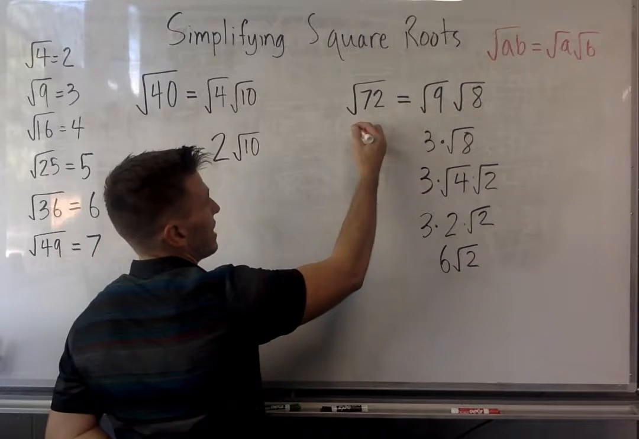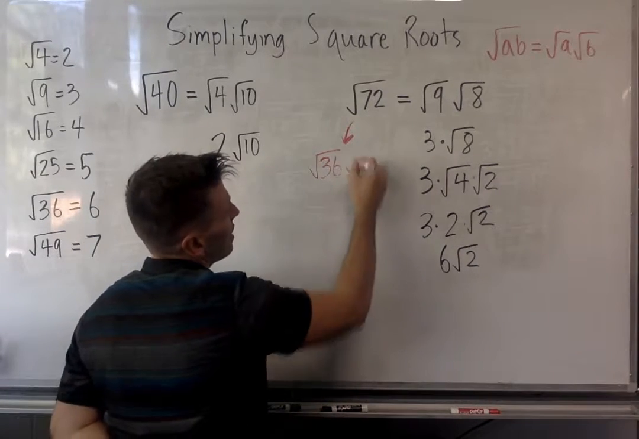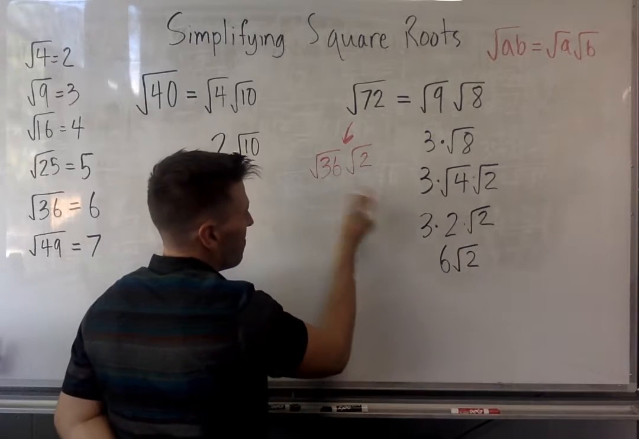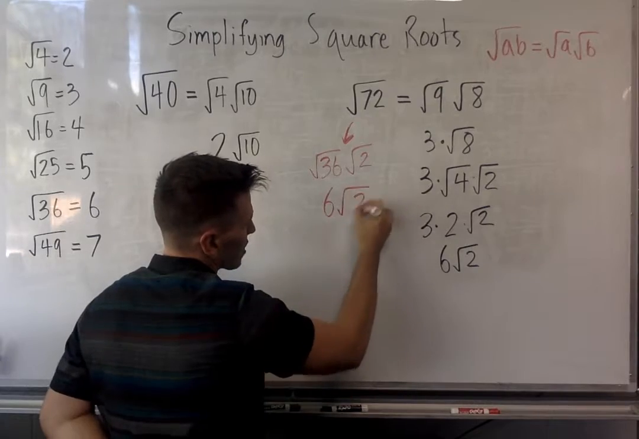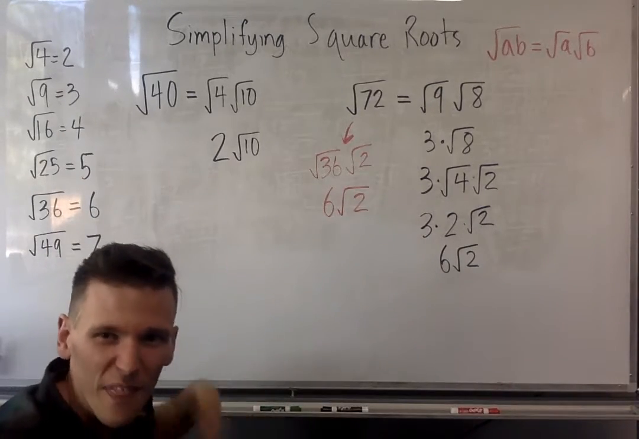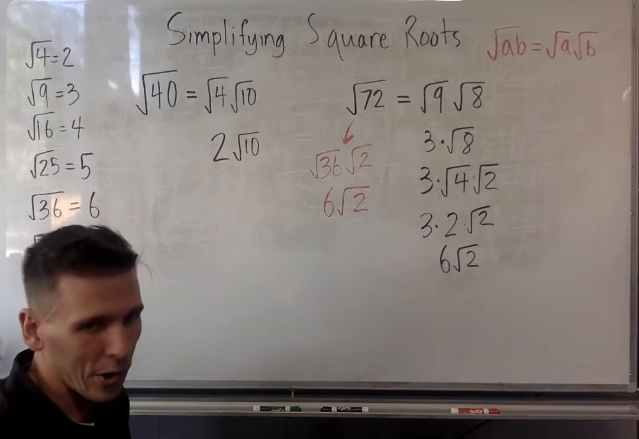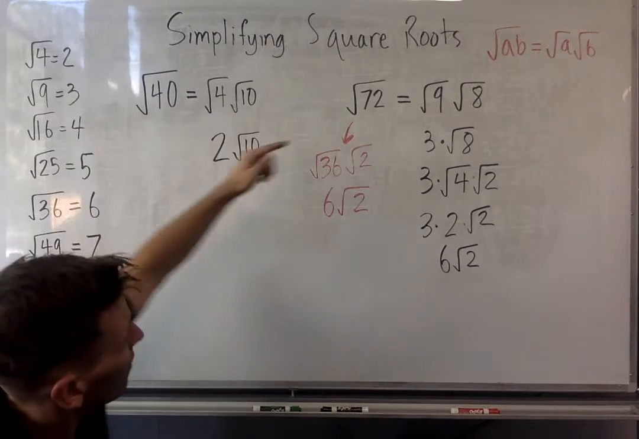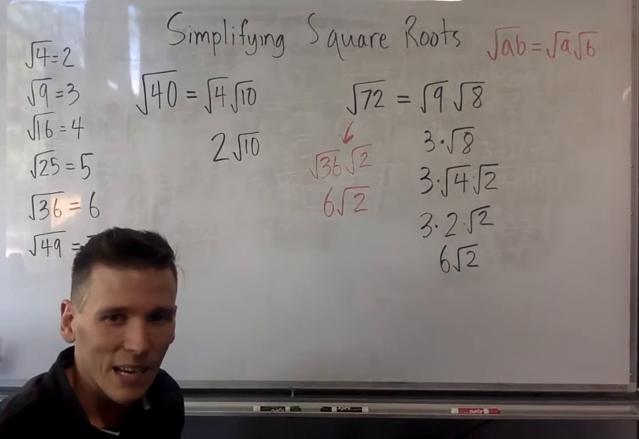You could have noticed right here that this actually can be rewritten as the square root of 36 times the square root of 2, and then the square root of 36 is a perfect square, so it's 6 times the square root of 2. It's to your advantage to try factoring out the biggest square you can first, and then working your way down. But even if you start with the smaller squares, like 9 and 4, you'll still get to the exact same place.